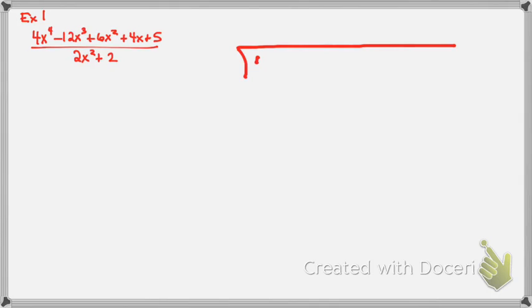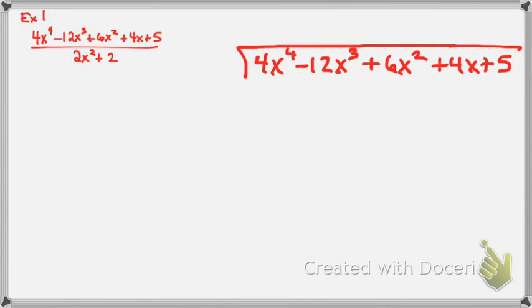So inside here, I've got 4x to the 4th minus 12x cubed plus 6x squared plus 4x plus 5. Okay? And then outside, I'm dividing by this, and notice this one does have a power skipped, right? So I have to insert a 0x in between these two when I write it out here. So 2x squared plus 0x plus 2. Okay? Everybody okay with that? Yeah.